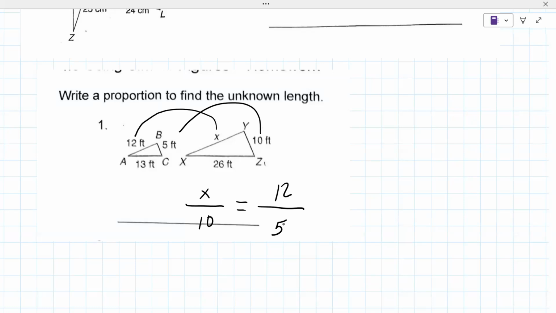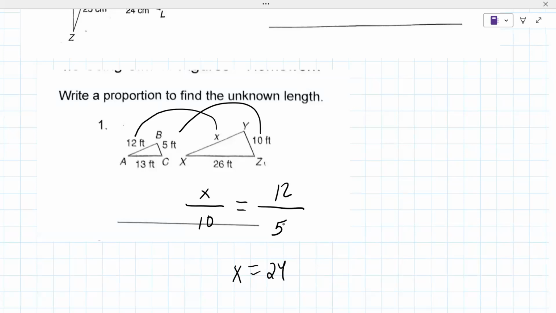We'll give this one a try. It does work out nicely, meaning it's a whole number. They don't always, though. So cross multiply: 10 times 12, 120. So 5x equals 120. 120 divided by 5 is 24. Yes. X equals 24. Okay.